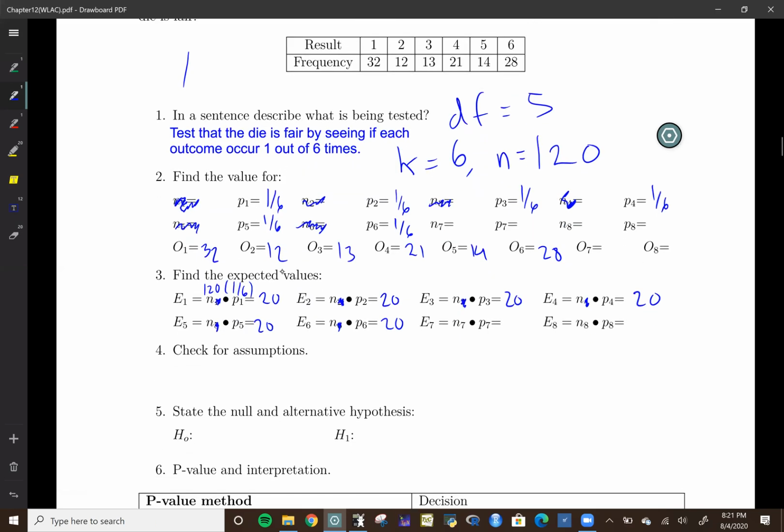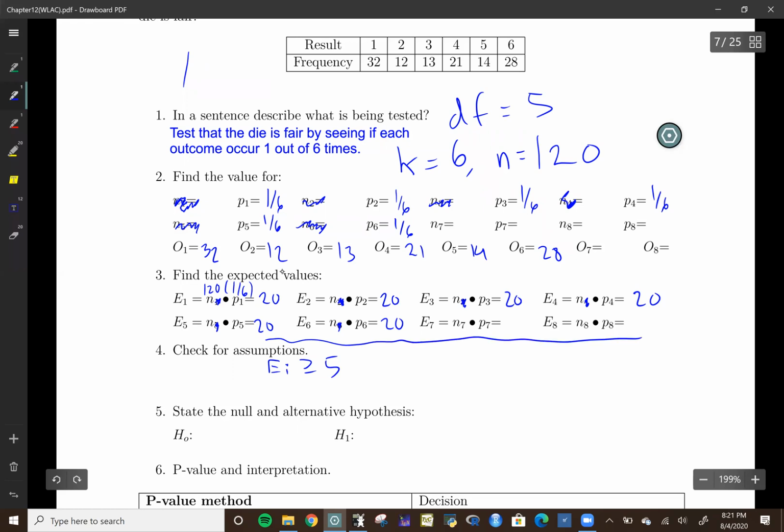All right, so we're going to check the assumption. Remember, you check the harder of the two assumptions, because if the harder one passes, the other one is also going to pass. So for this one, we have to check to see if all expected values are greater than or equal to 5. So if I look at all of these expected values, are all of them greater than 5?